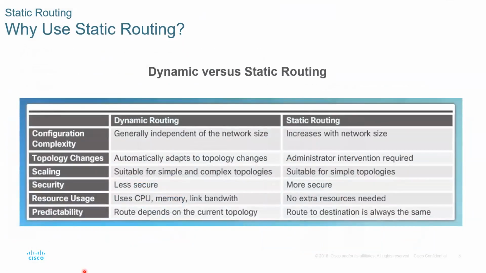So why are we using static routing? If you look at configuration complexity, dynamic generally depends on the network size. With static routing, every time another entry is entered, it makes the network grow in size. Topology changes: dynamic automatically adjusts to topology changes. So if routes go up or down or a link's IP changes, it will automatically send updates to the other routers involved. With static routing, the administrator must intervene and change all the static routes that were affected by the change.